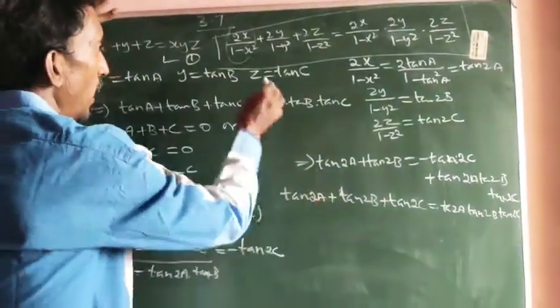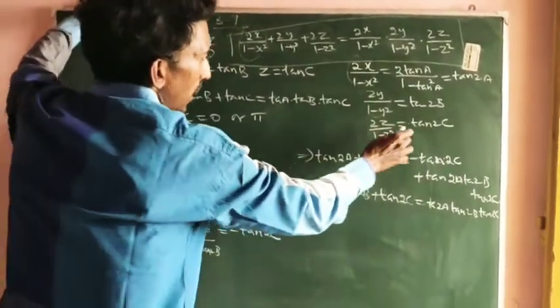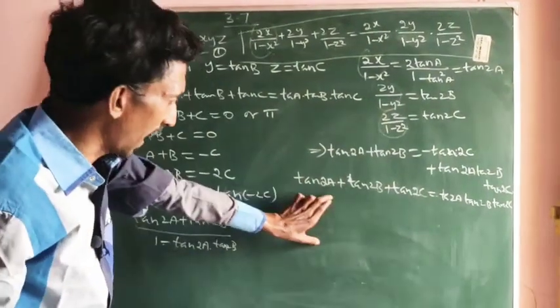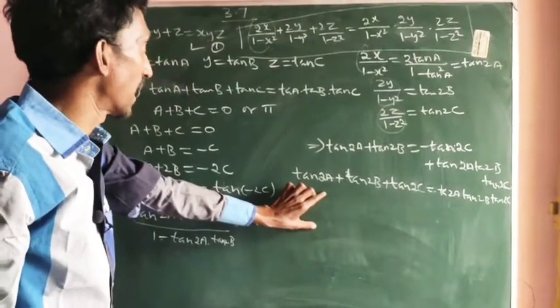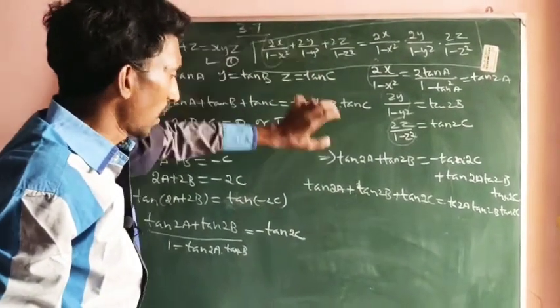Replace tan 2A by the first value, tan 2B by the second value, tan 2C by the third. We are getting this answer. If you want, you can write the final answer here: 2x by 1 minus x square. So write this step again here.